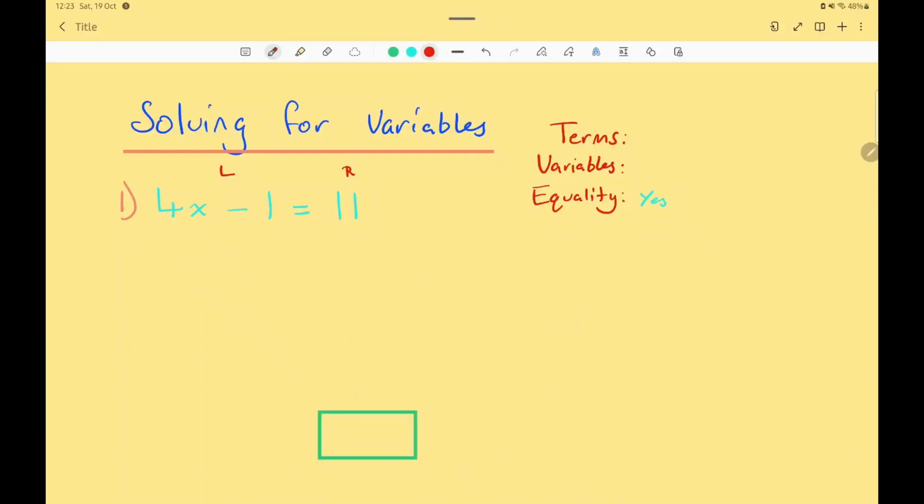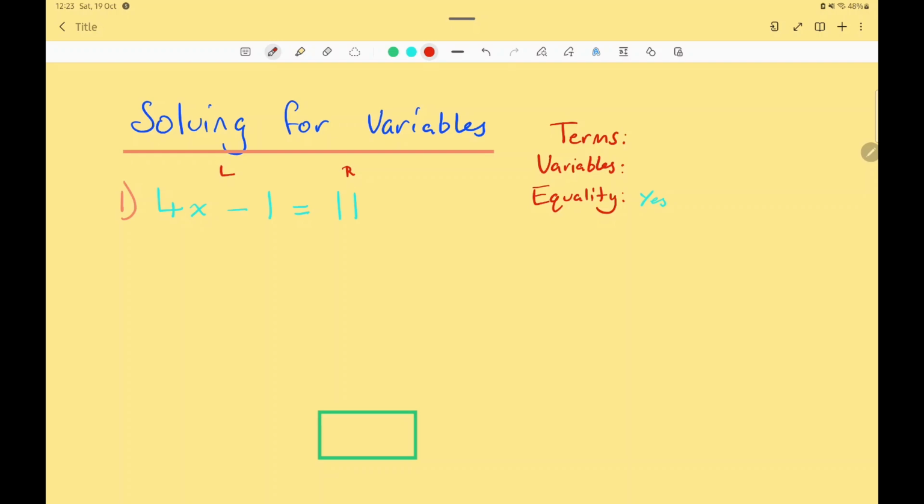Solving for variables. This is the first video in a series of 24 videos solving 24 equations. They're ascending in order from least difficult to more difficult, and we're just going to go through them. I've got a checklist on the right here. Very simple. Looking at how many terms we have, how many variables there are, and is it an equality?